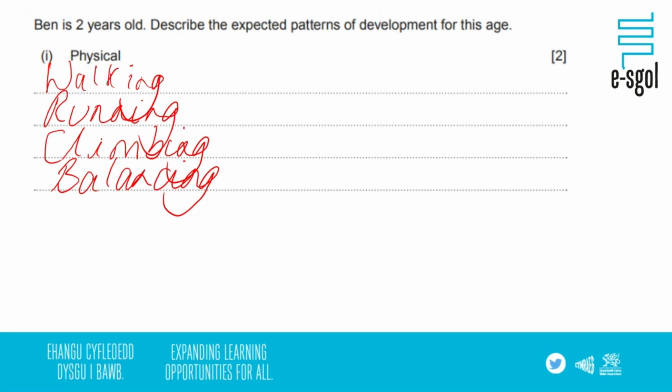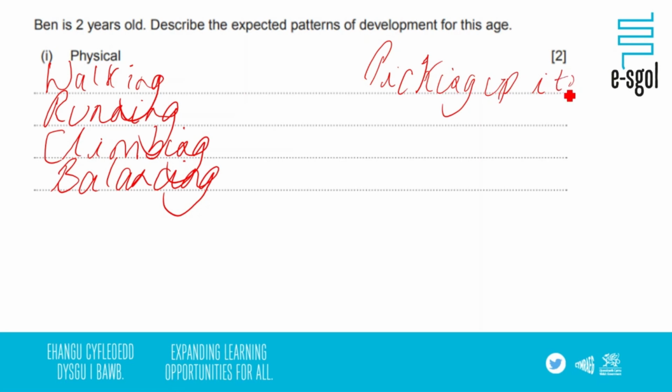Now the question doesn't ask here for gross motor skills specifically, so you could say the gross motor skills like I've done and gain the 2 marks. Okay, you don't need the 4 of them, I'm just giving you a variety of examples. Or you could also think, right, I've given one example of a gross motor skill.